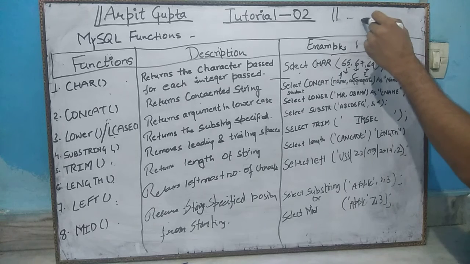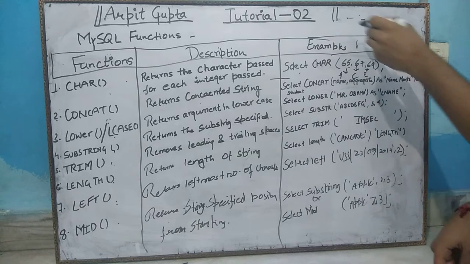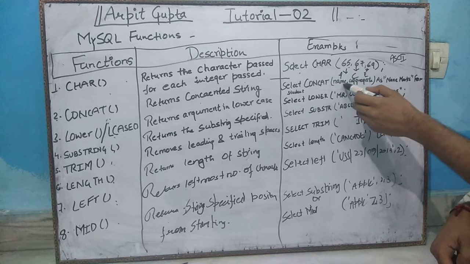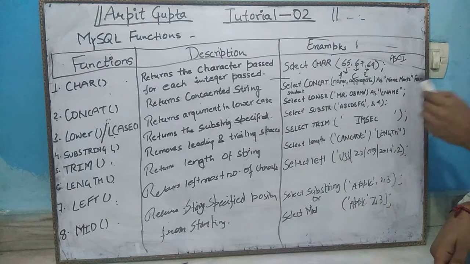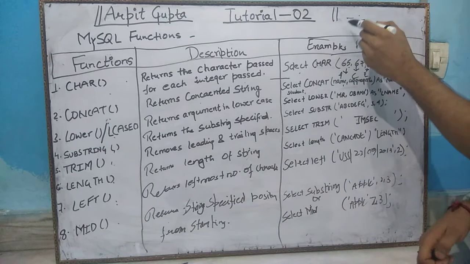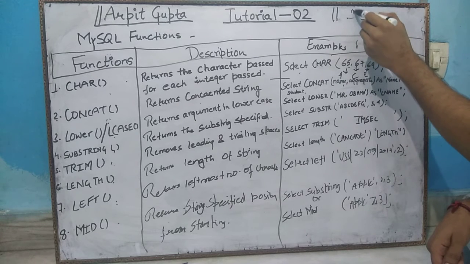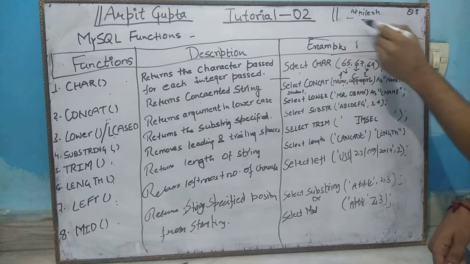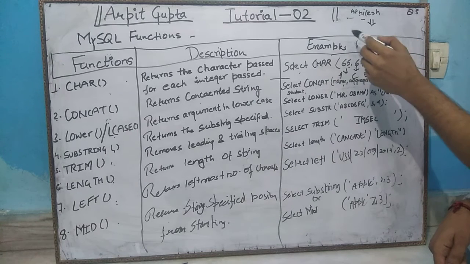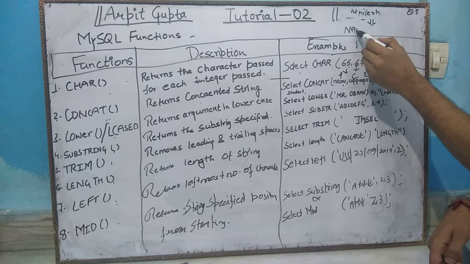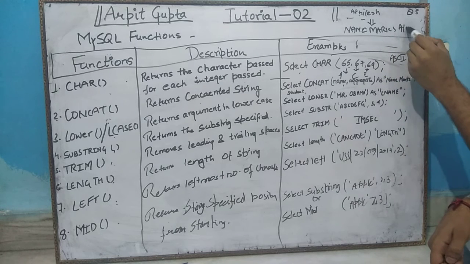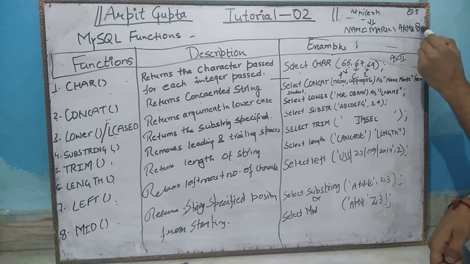Concatenate returns the concatenated string. If two strings are disjoint and we want to join them, then we use the concatenate function. For example, select concatenate name, marks as name marks from student. For example, if the name is a class and marks were 85, then it returns the string a class 85.